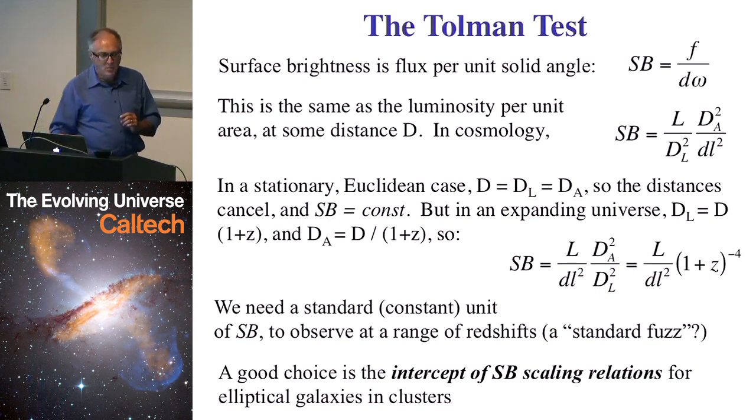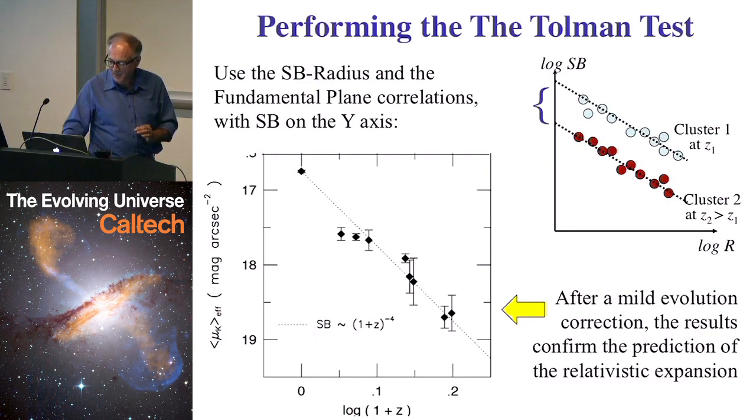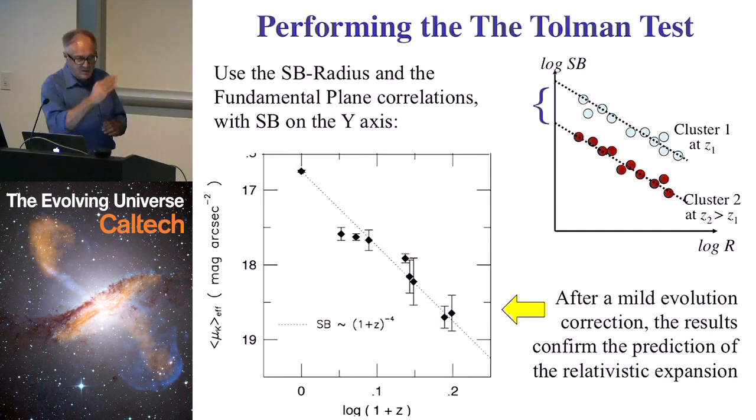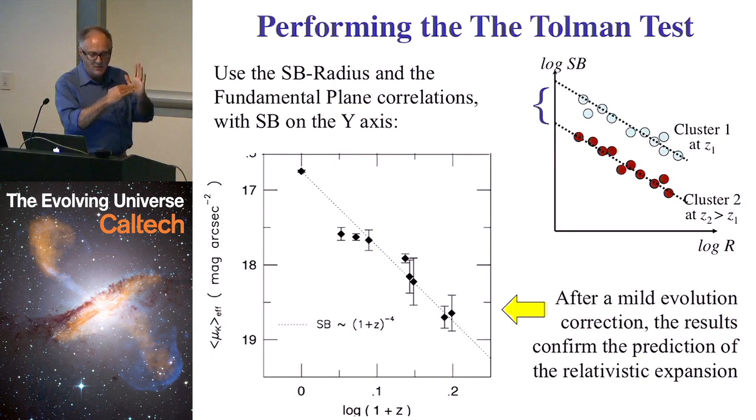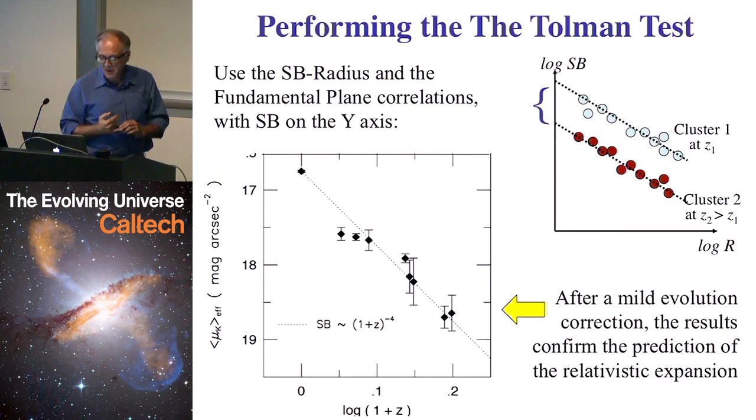So how can you find something that has a standard surface brightness? Well, this is where our scaling relations come in. And you can express them as surface brightness versus something else. And you look at two clusters and see how much shift there is. And that tells you how much decrement there was due to the expansion. So when it was done for elliptical galaxies in clusters, there is the result. That's an amazingly good fit. So we think the universe does expand.